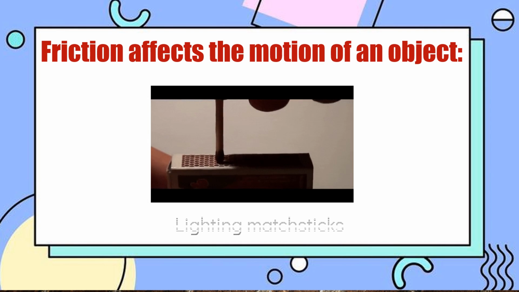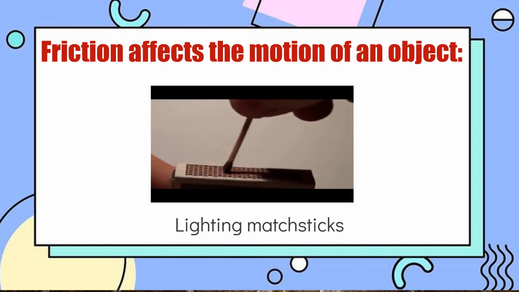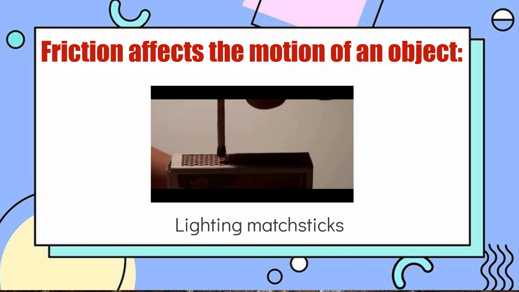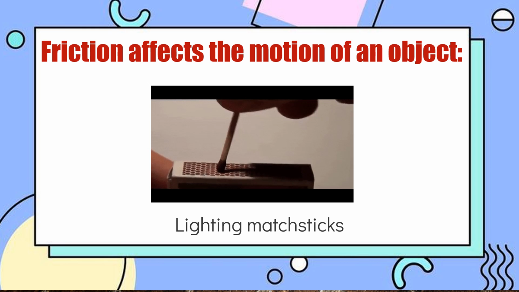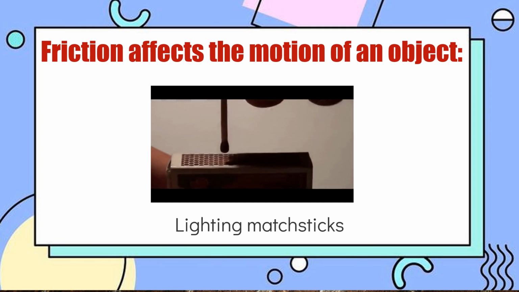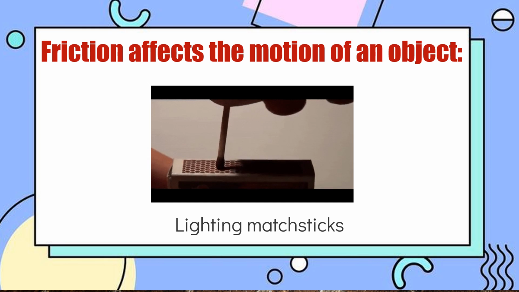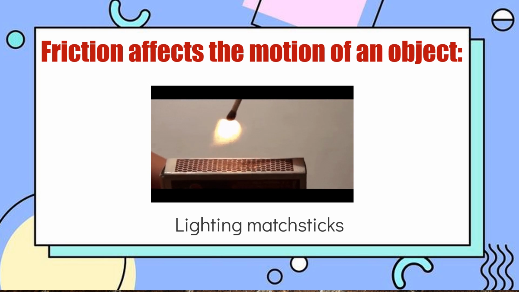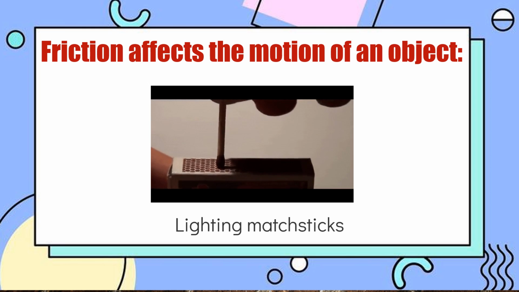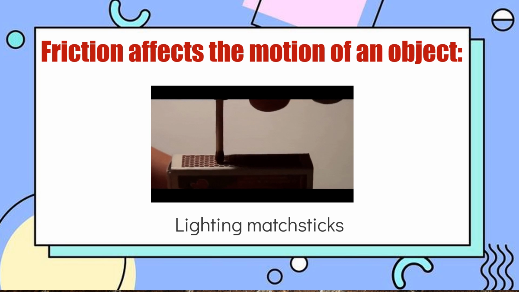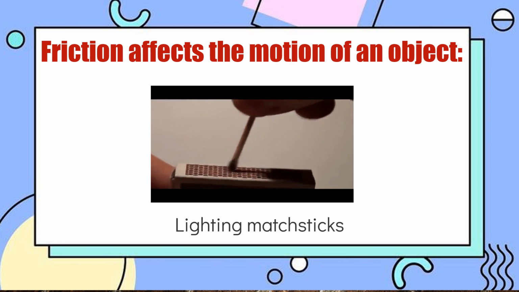Another example is lighting matchsticks. The head of a matchstick contains inflammable chemicals. The head of a matchstick contains sulfur, red phosphorus, glass powder, and an oxidizing agent. When a matchstick is rubbed against a rough surface, some amount of heat is generated, and this heat is sufficient for the conversion of red phosphorus to white phosphorus. Since white phosphorus is highly inflammable, a matchstick ignites. Wet matchsticks usually fail to ignite because water lowers friction.